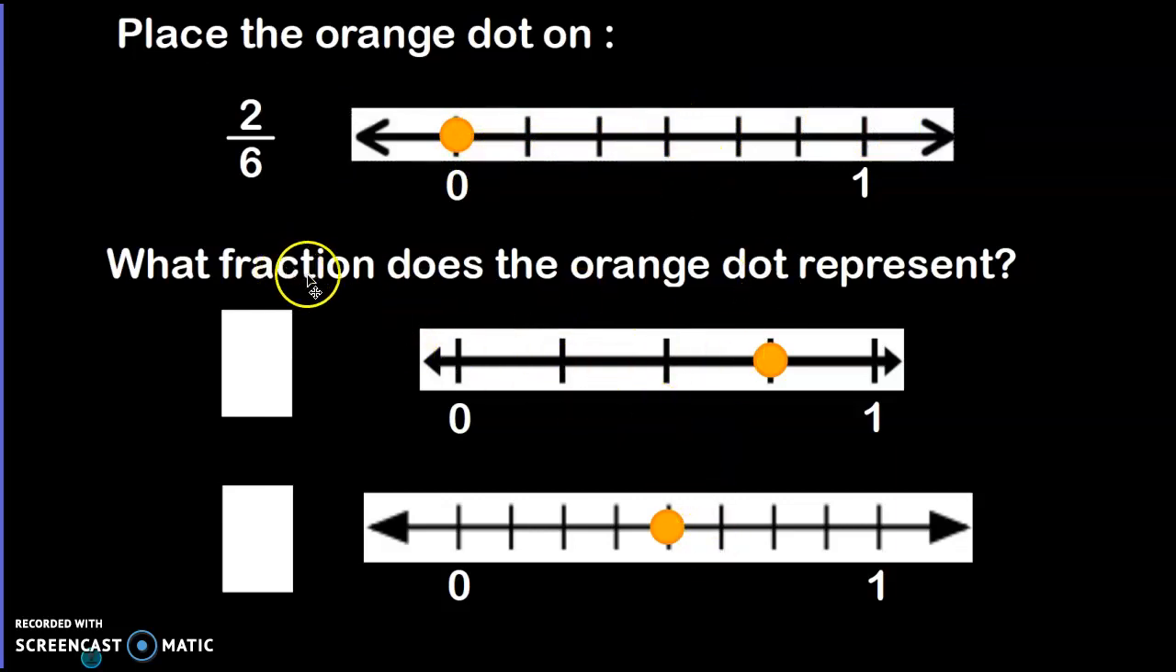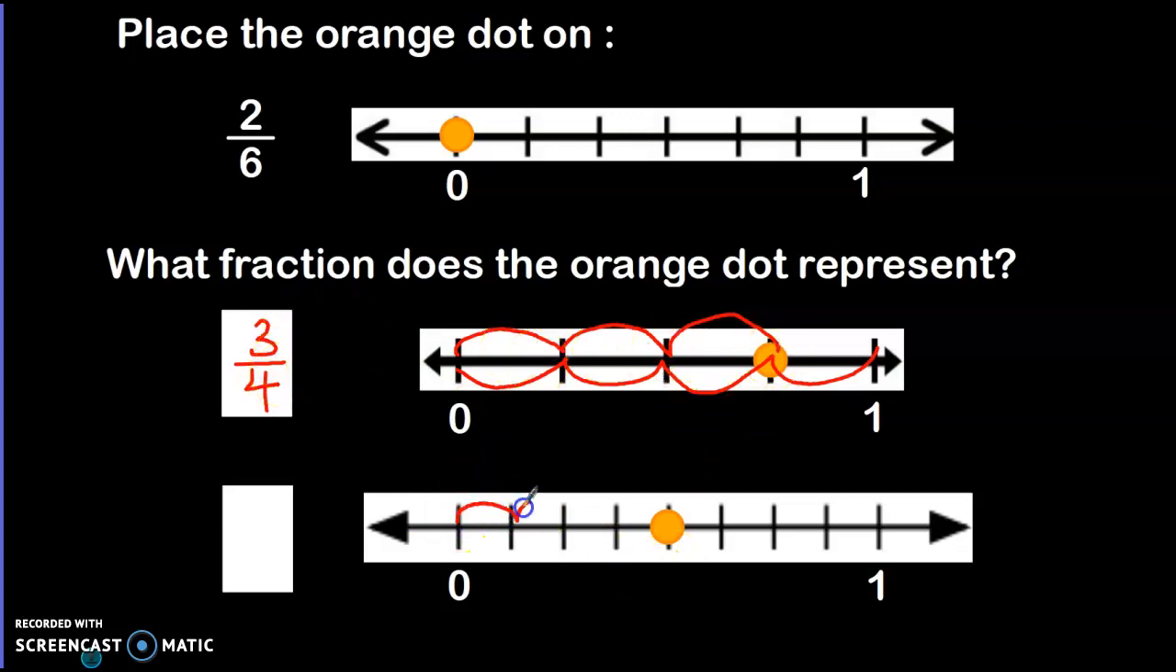Here's another example. What fraction does the orange dot represent? Let's try the same method. We're going to count how many hops. Let's find the denominator of this number line. From 0 to 1, there are 1, 2, 3, 4 equal parts. So your denominator is 4. As for your numerator, you're going to go from 0 and go 1, 2, 3 and stop. The number is 3, so your numerator is 3. So this dot represents 3/4 on the number line.